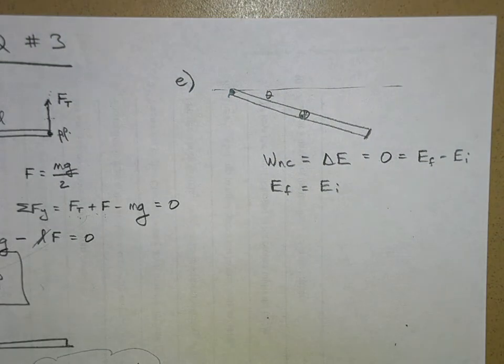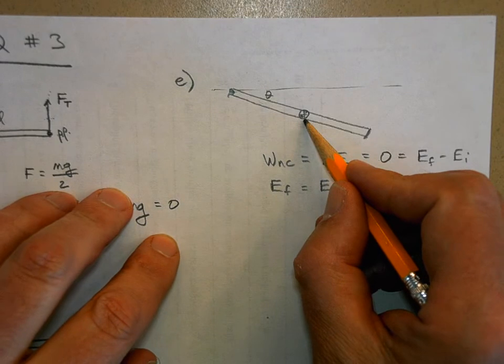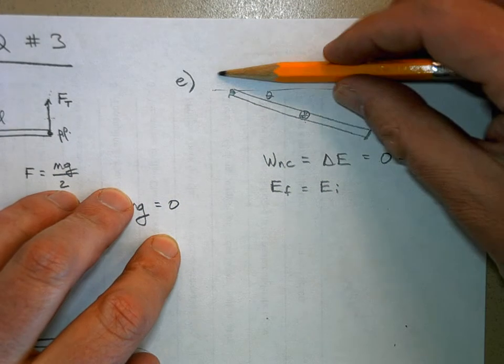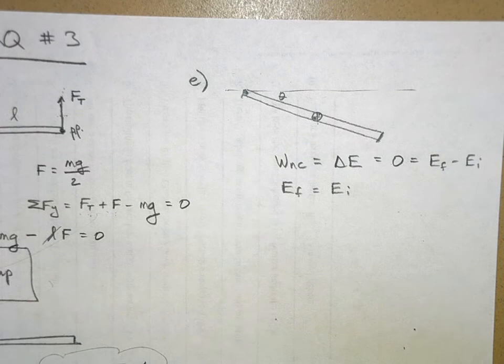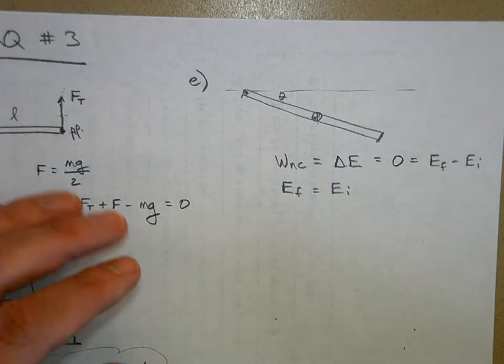Now, what I'm going to do here is say there are two kinds of energy going on here. There's rotational kinetic energy, and there is gravitational potential energy. The nice thing is we know where the center of mass is. So when the center of mass drops, you've dropped in gravitational potential energy.